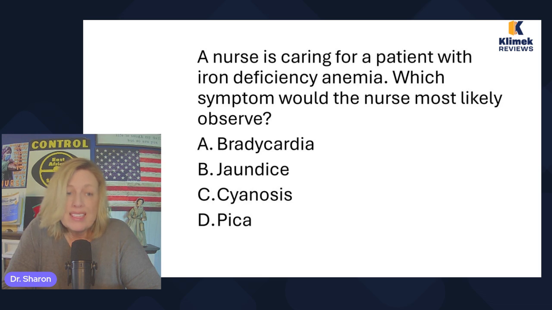So I say, well, cyanosis. So they're anemic. Could they become cyanotic? They could become cyanotic. That's a pretty extreme thing. If you're that anemic that you're going to become cyanotic, that's extreme.